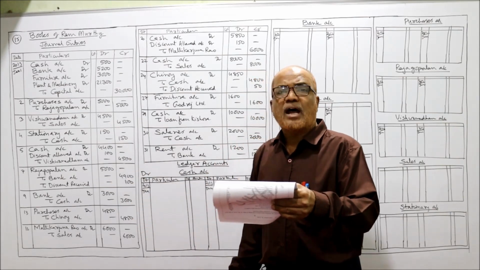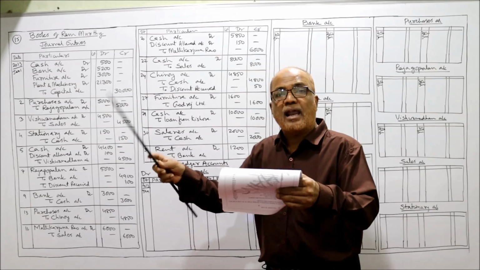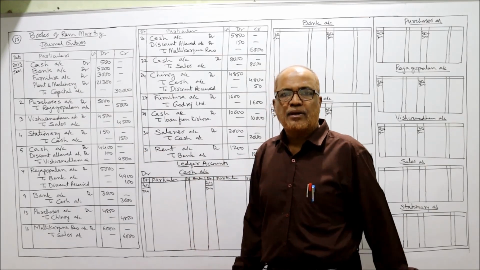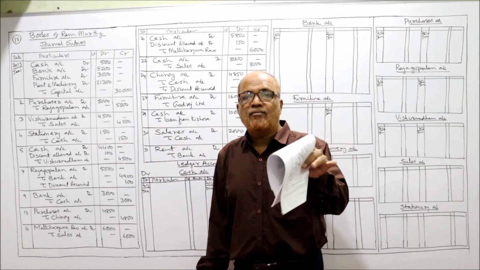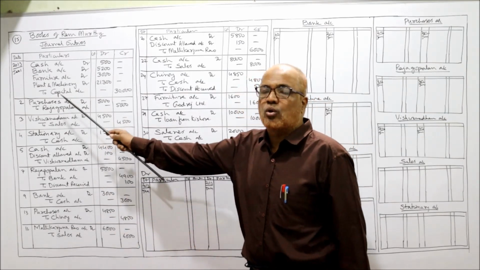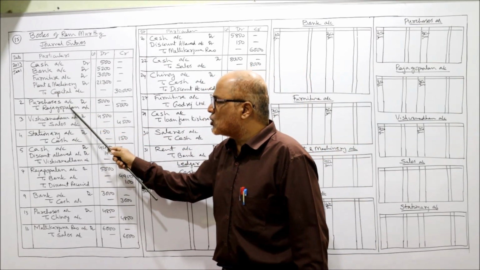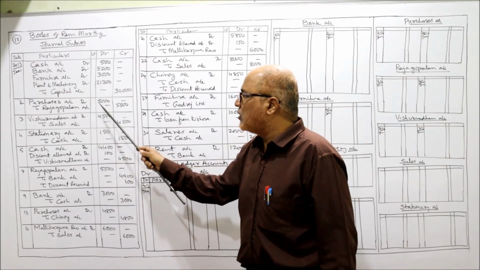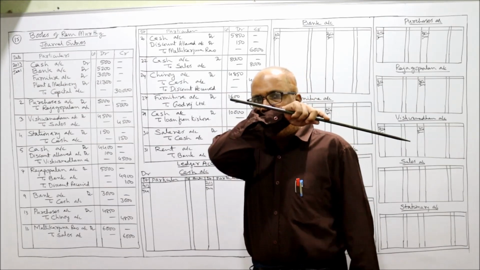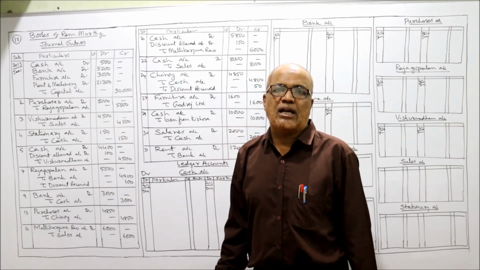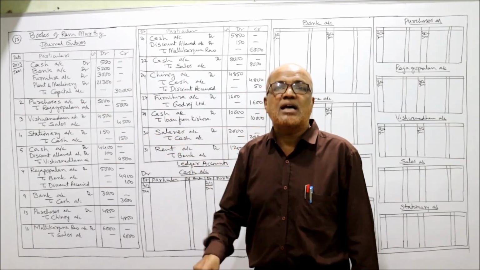Next, paid to Rajagopalan by check 4,900 and discount allowed by him 100. So we have issued the check to Rajagopalan. Earlier we purchased the goods from Rajagopalan: purchases account debit to Rajagopalan. That means we have to pay 5,000 rupees to Rajagopalan. But we are not paying 5,000. We are paying 4,900. 100 rupees discount Rajagopalan is allowing us.